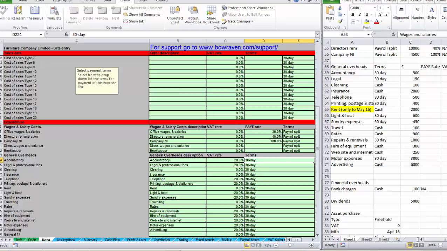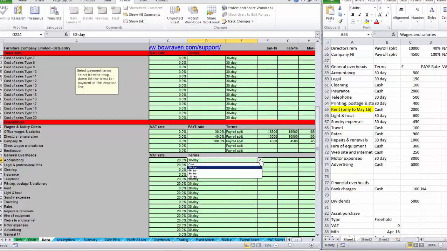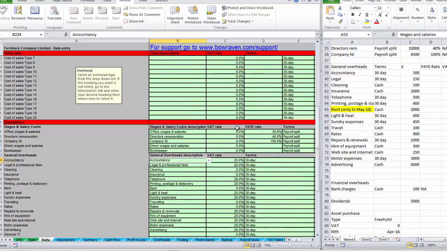And then I'm going to go through all the terms. So you can do the drop down on these. So you've got from cash through to 120 days. So I've either got 30 days or cash. So first two, cleaning, they're paid cash, which is effectively immediately. Insurance is cash. Telephone, 30-day.